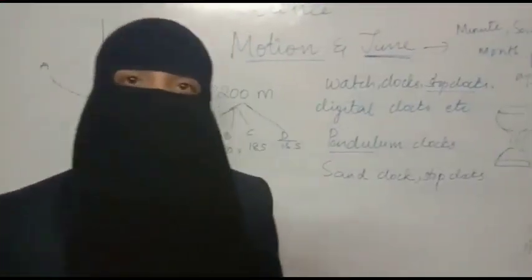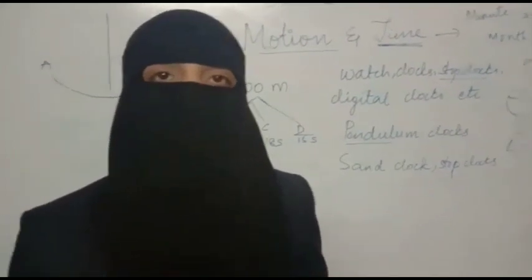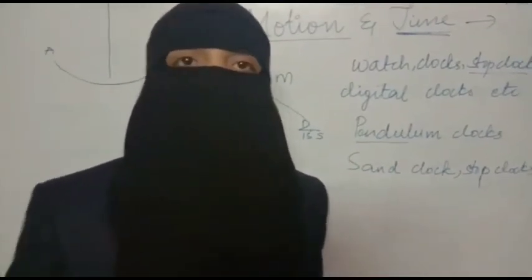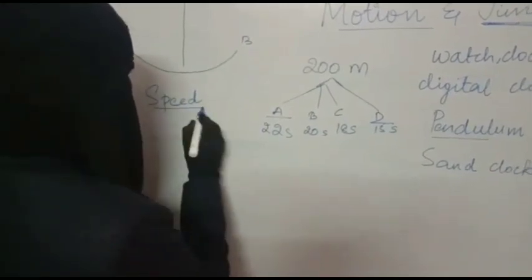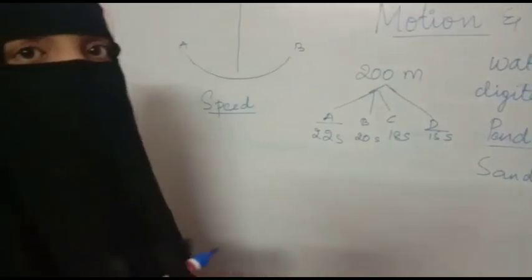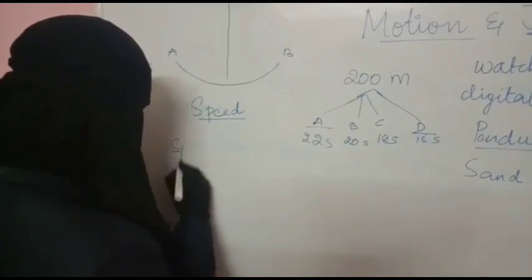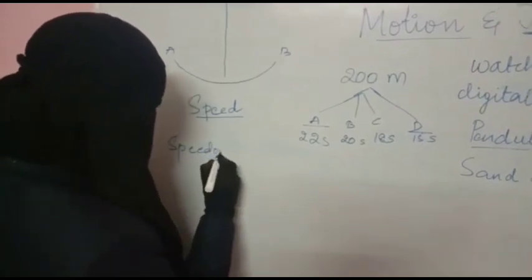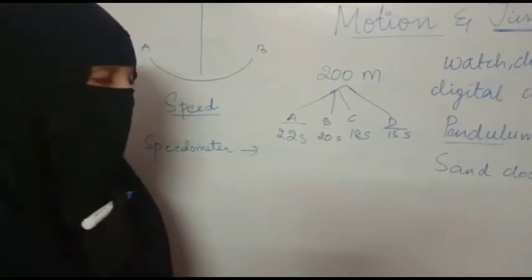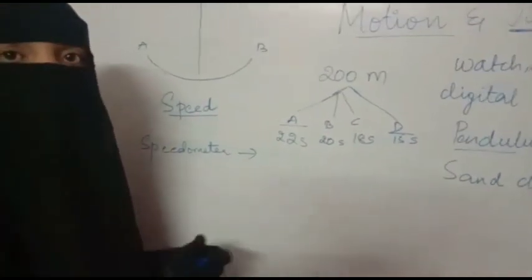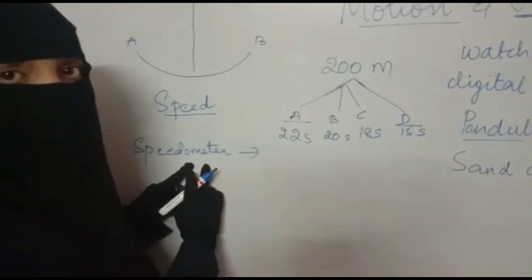In our surroundings, we find different objects moving. Whether they are moving fast or slow, to know that we must know speed. So, what is speed? You have seen in vehicles, a meter will be present. That meter is called a speedometer. In the car, you can find a meter which shows how much distance you have travelled. That meter is nothing but the speedometer.